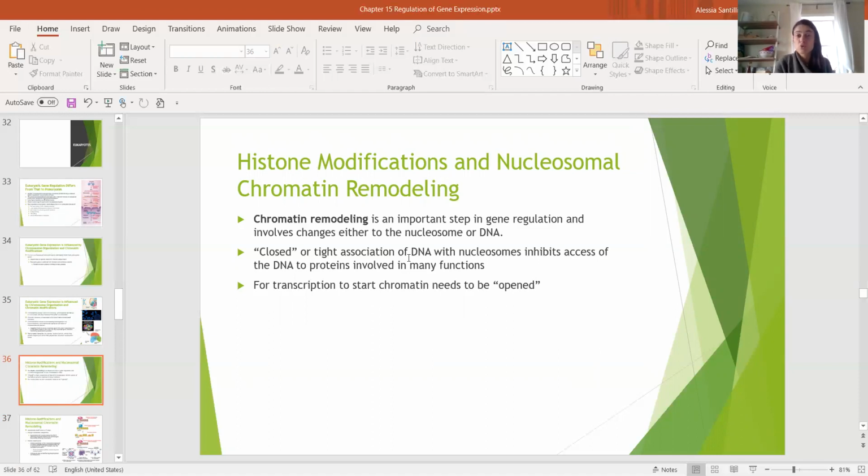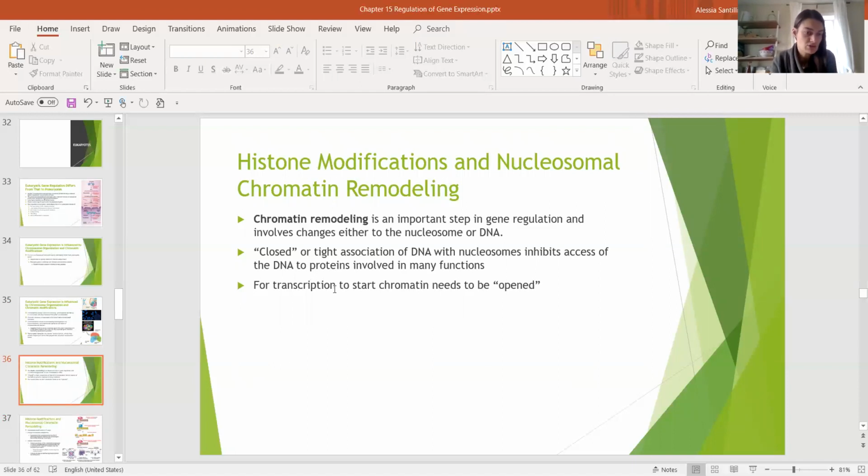So you can further close or tighten that associated DNA with the nucleosome, and this inhibits the DNA from being accessed by the proteins involved in whatever action, like replication or transcription. And then you can further remodel the chromatin, basically allow the histones to fall apart, to separate themselves from the DNA, to just loosen things up a little bit, and move the nucleosomes around. So the nucleosome used to be covering this particular DNA right here, but now it moves this way so that this DNA is now free and accessible to other proteins. And so now we call it opened, right? In order for transcription to happen, the chromatin needs to be opened.